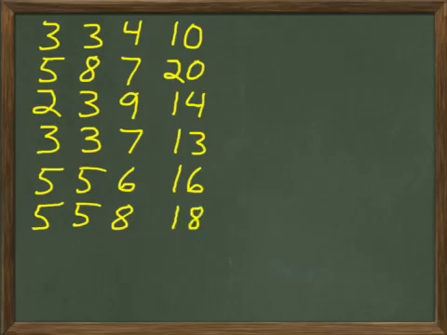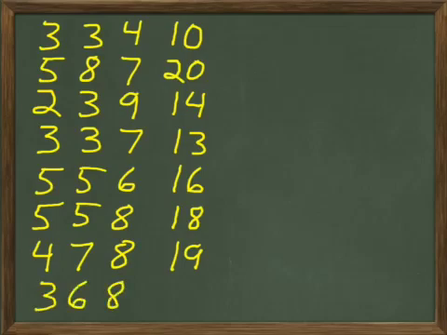Very good. Okay. 4 and 7 and 8. How many are 4 and 7? That's 11. 11 and 8 are 19. Let's do 3 and 6 and 8. 3 and 6 are 9. 9 and 8 are 17.